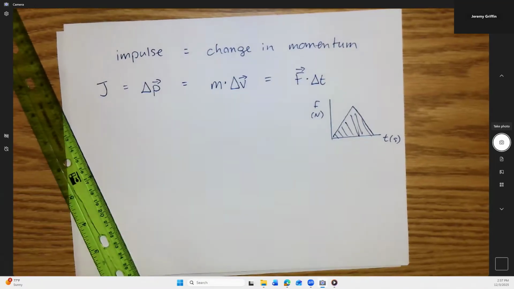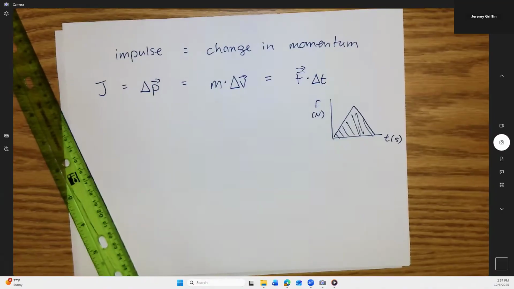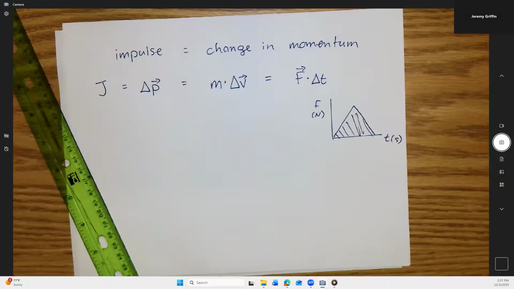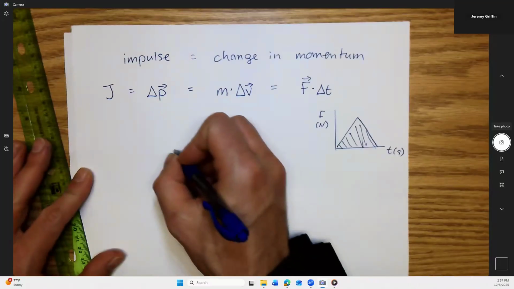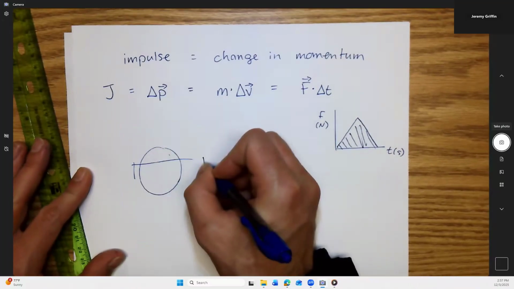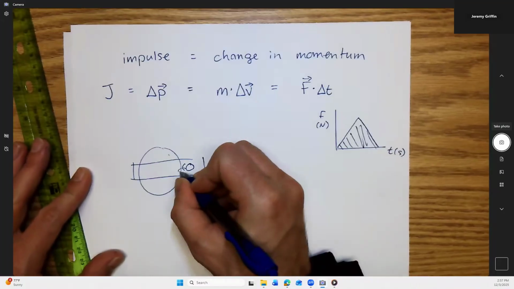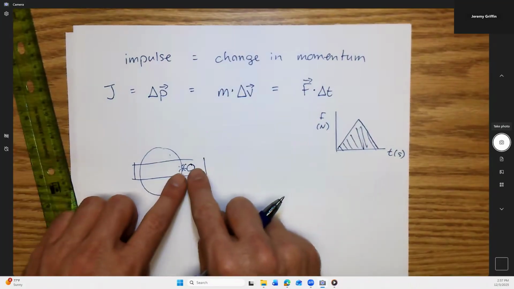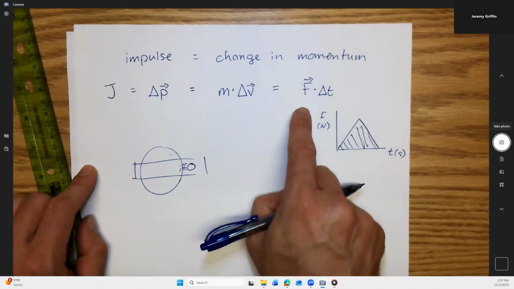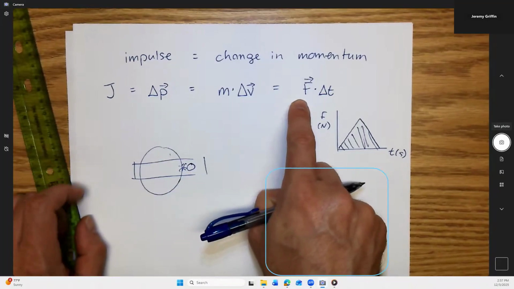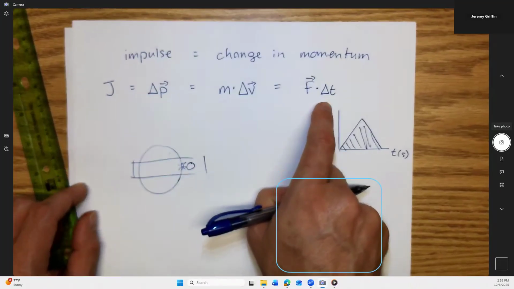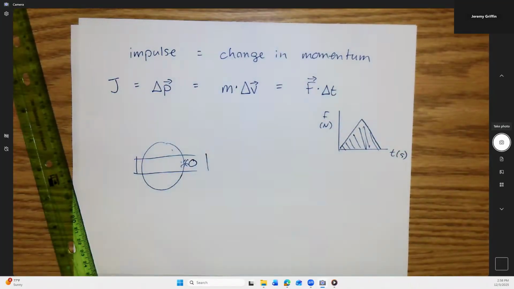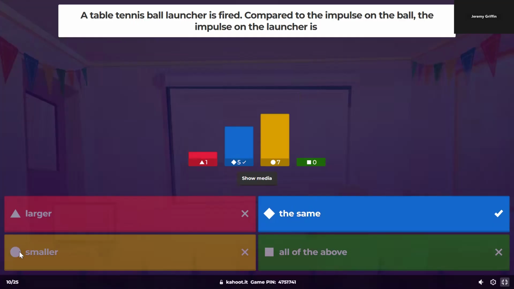I forgot the question. Right, the ball and the launcher. So let's go back to this ball and this launcher. Maybe I've got the launcher here, and here's the ball, and then pow, some equal and opposite force. Is the force forward on the ball the same as the force back on the launcher? It's the same magnitude force. Does that act for the same time interval on both objects? Yeah. So this whole thing's the same. It's the same impulse.